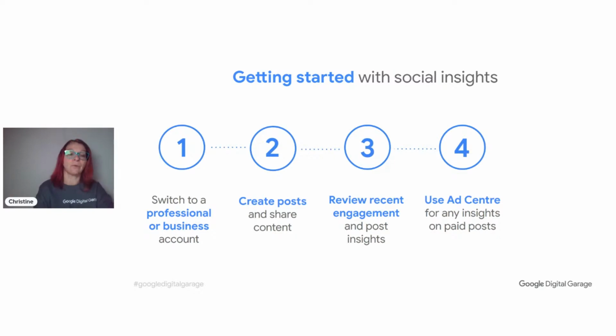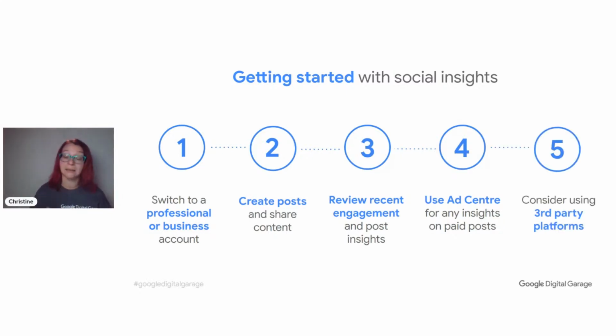On the Meta Suite, so we're talking Facebook, Instagram, and WhatsApp, you can use a thing called the Ad Center. That's a great place to go and look for insights on any paid posts, sponsored posts that you've created. It can help you not only get the insights, but then adjust your budgeting and things as well from there.